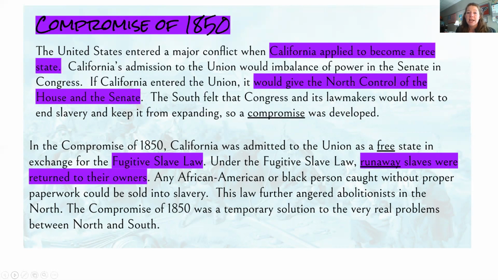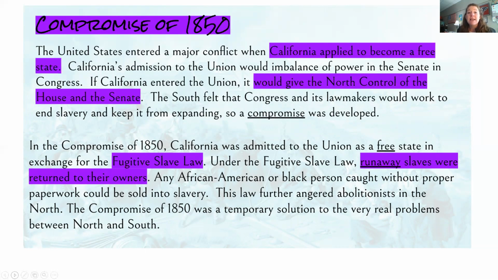Now, up until this time, if a slave was in the South and he escaped and went to a free state in the North, once he made it there, he was considered a freed man. So he could stay in the North and live his life, and people would leave him alone. I mean, there was still prejudice and racism, but at least he wasn't a slave anymore, right?